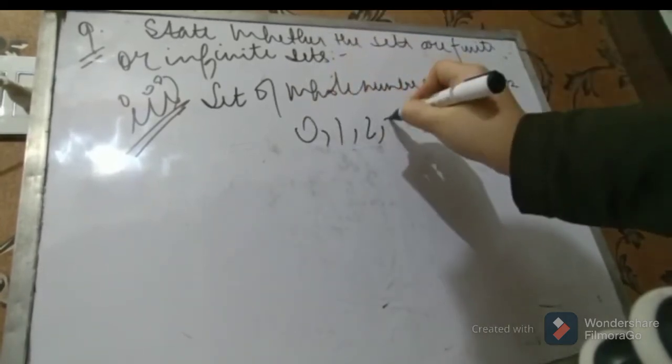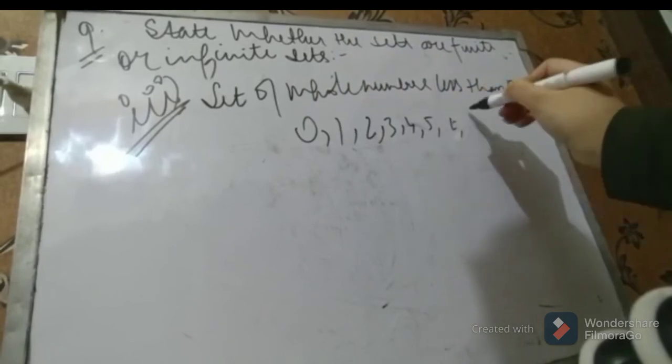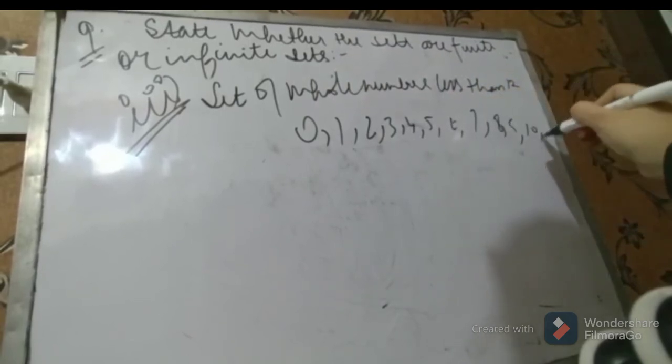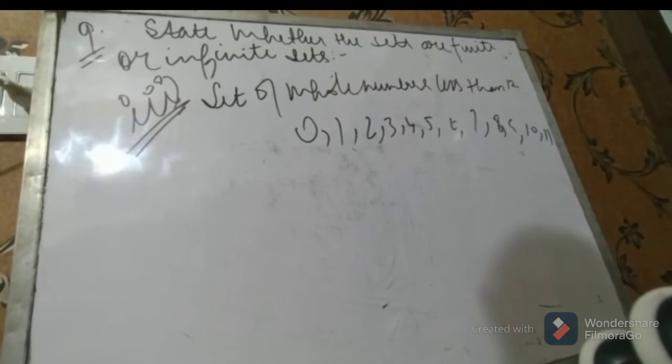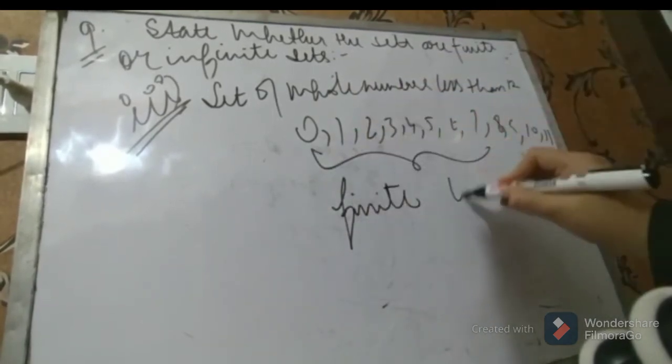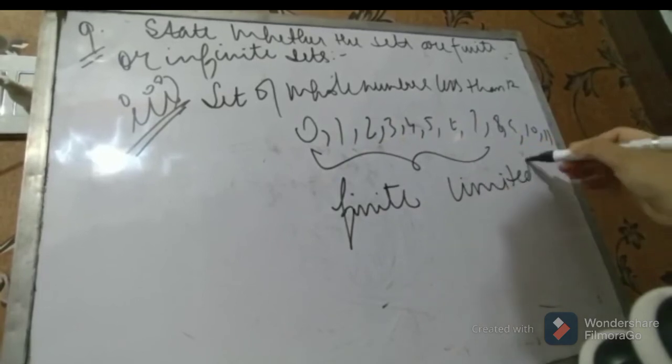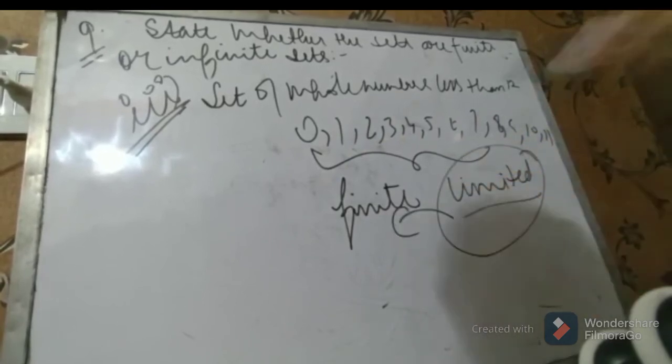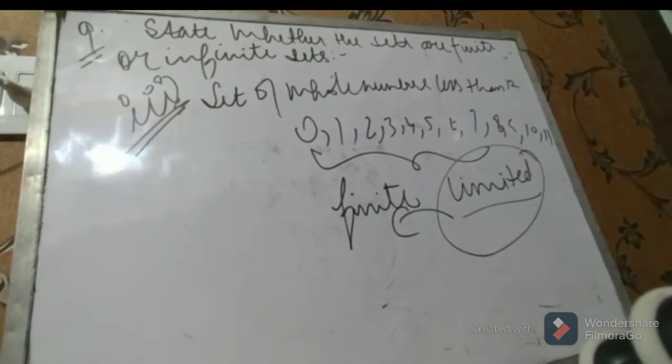Now let's move on to the third example. That is set of whole numbers that are less than 12. So what do we know by whole numbers? Whole numbers start from 0. 0, 1, 2, 3, 4, 5, 6, 7, 8, 9, 10 and 11. So that means that it is a finite set because the elements are limited, right? The elements are limited, thereby it is a finite set, right?